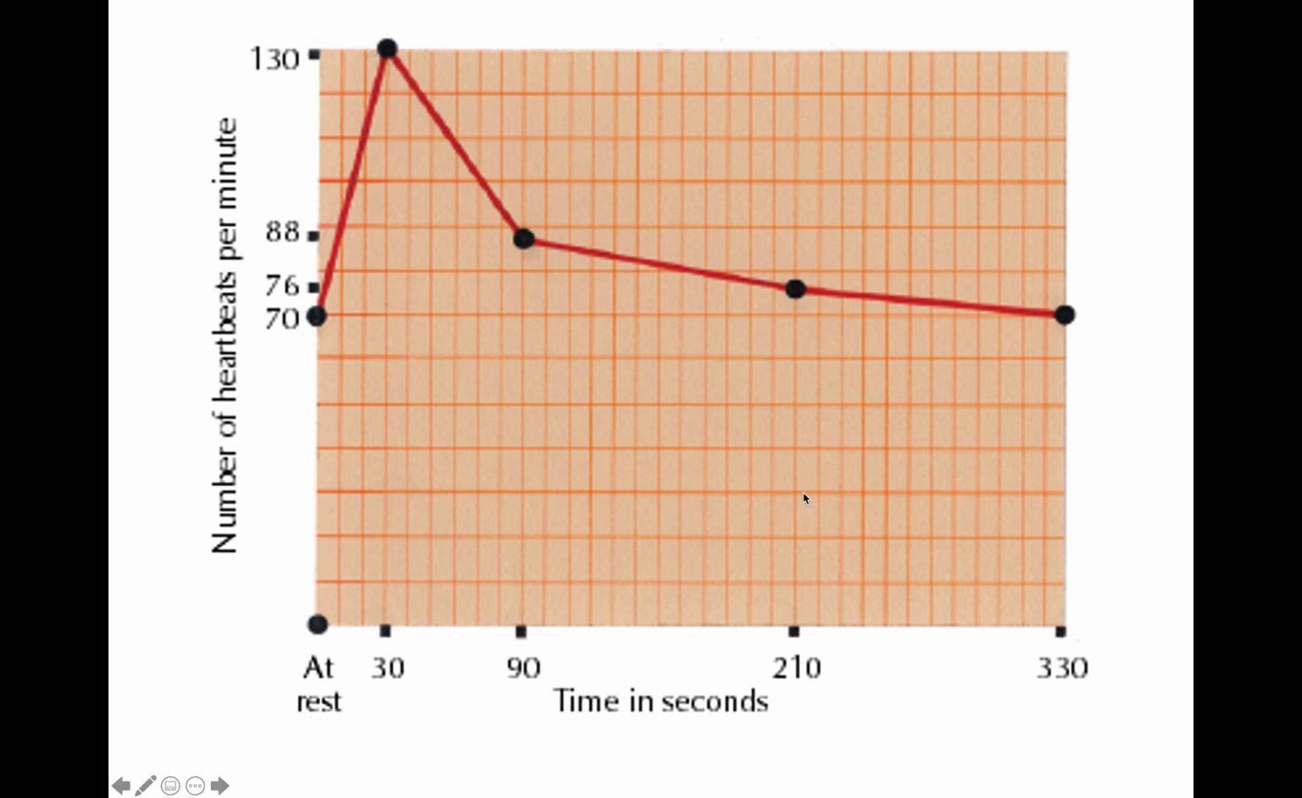Okay, so here you see a line graph. On the y-axis, you see number of heartbeats per minute, and on the x-axis, you see time in seconds. As the time goes on, when it gets to 30 seconds, there's a spike in the number of heartbeats per minute, and then it starts to decline slowly over time. So why would this be? This could be for a few different reasons, as we've just discussed.